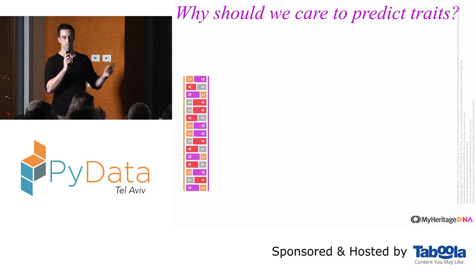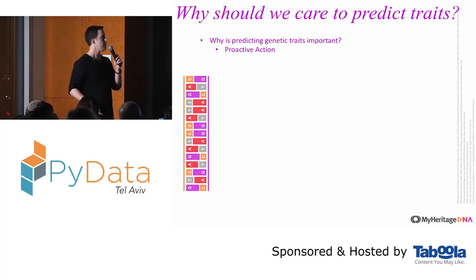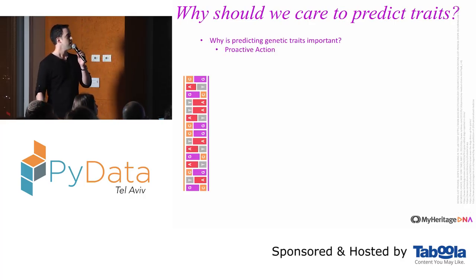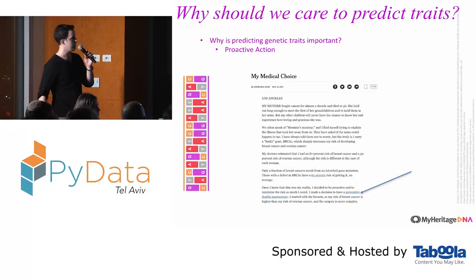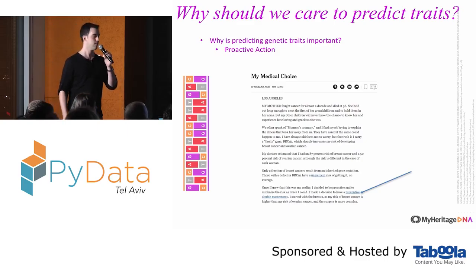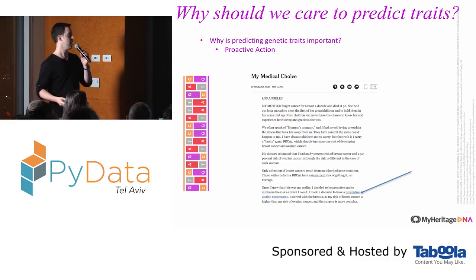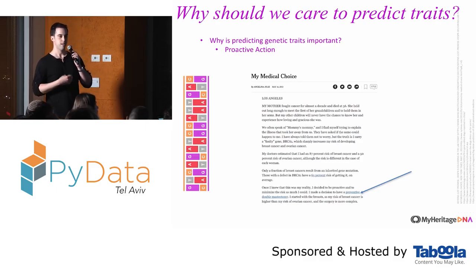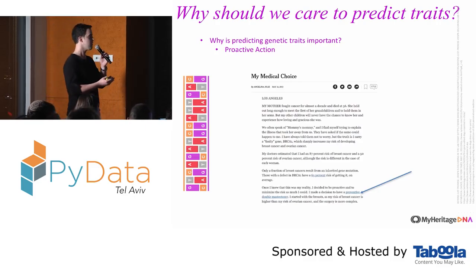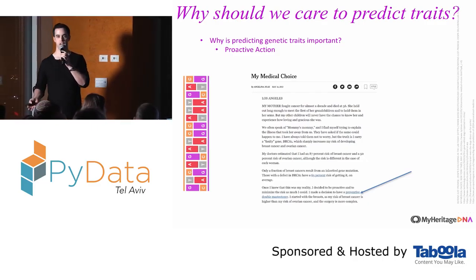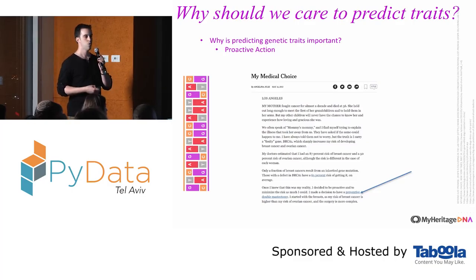All right, but first we should ask ourselves why we should care to predict these traits at all. One reason is that people can take proactive action, right? A really good example for this, which you probably can't read, is Angelina Jolie's op-ed in the New York Times in 2013, in which she described her thought process for why she decided to do a mastectomy, which means a breast removal. She was diagnosed with an 87% chance of developing breast cancer, partly genetic and partly from family history. And this allowed her to make the decision to remove her breasts, which drastically decreases her chance of breast cancer. So this is one example of proactive action that people can take.